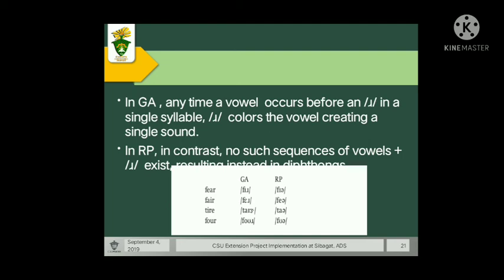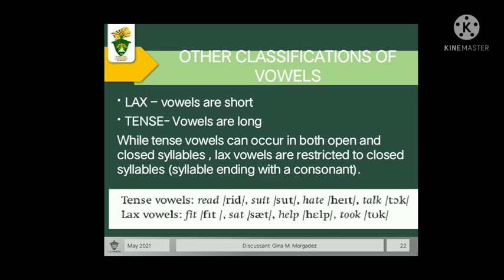So the word fear, for example, in GA, it is pronounced fear. In RP, it is fear. Next is fair. So fair and fair. Tar, and tar. For, and for. See? So in RP, there is no such sequence of vowels plus R, resulting instead in diphthongs. So as you can see, it looks like or it sounds like a diphthong. Okay.